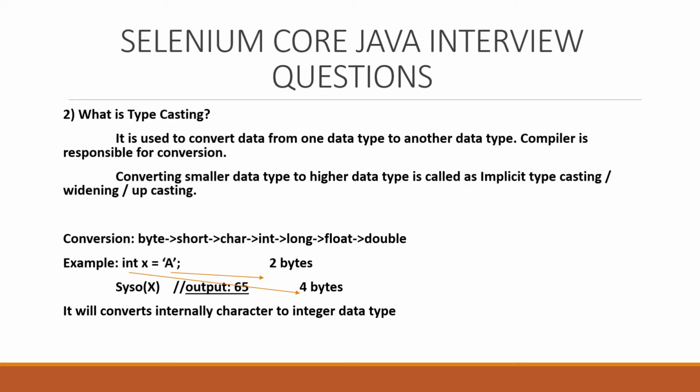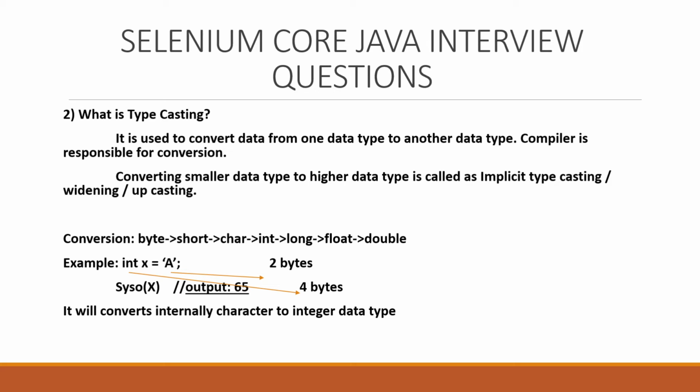Here you can see the conversion will be: byte to short, short to char, char to int, int to long, long to float, float to double. Converting a smaller data type to a higher data type is called implicit typecasting, widening typecasting, or upcasting.